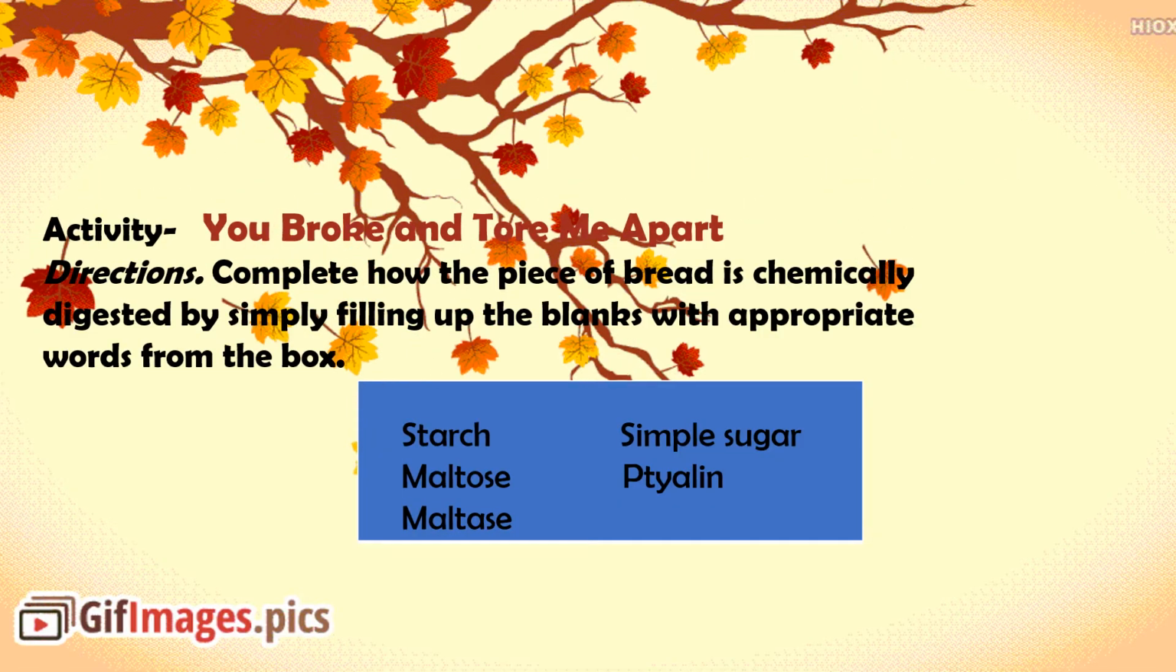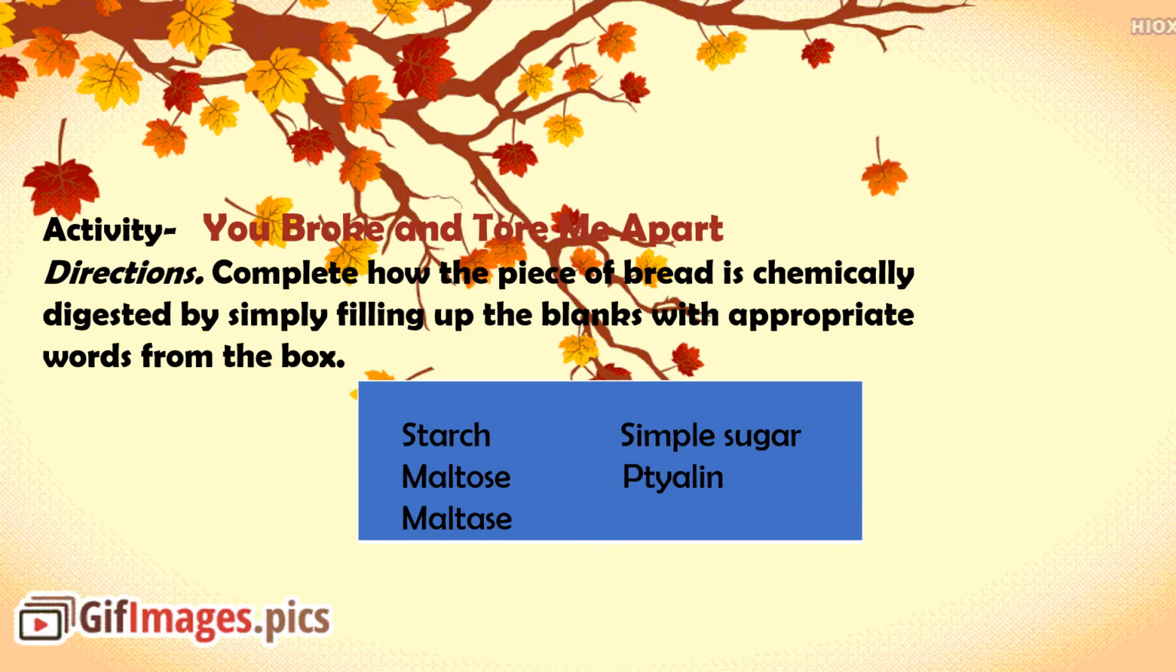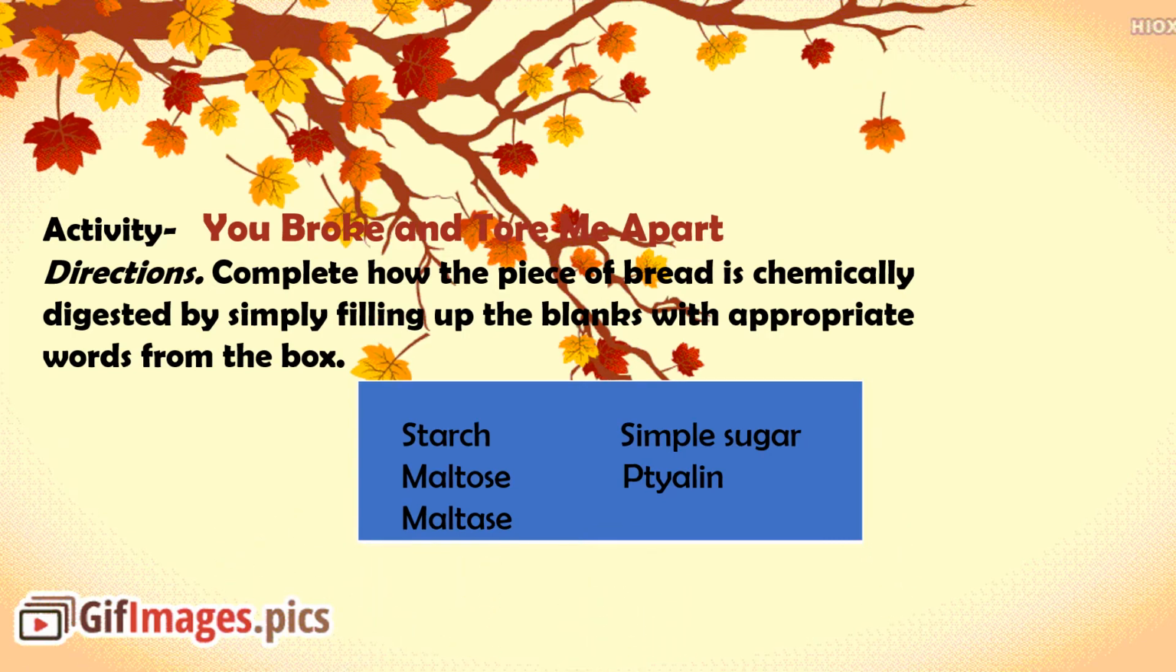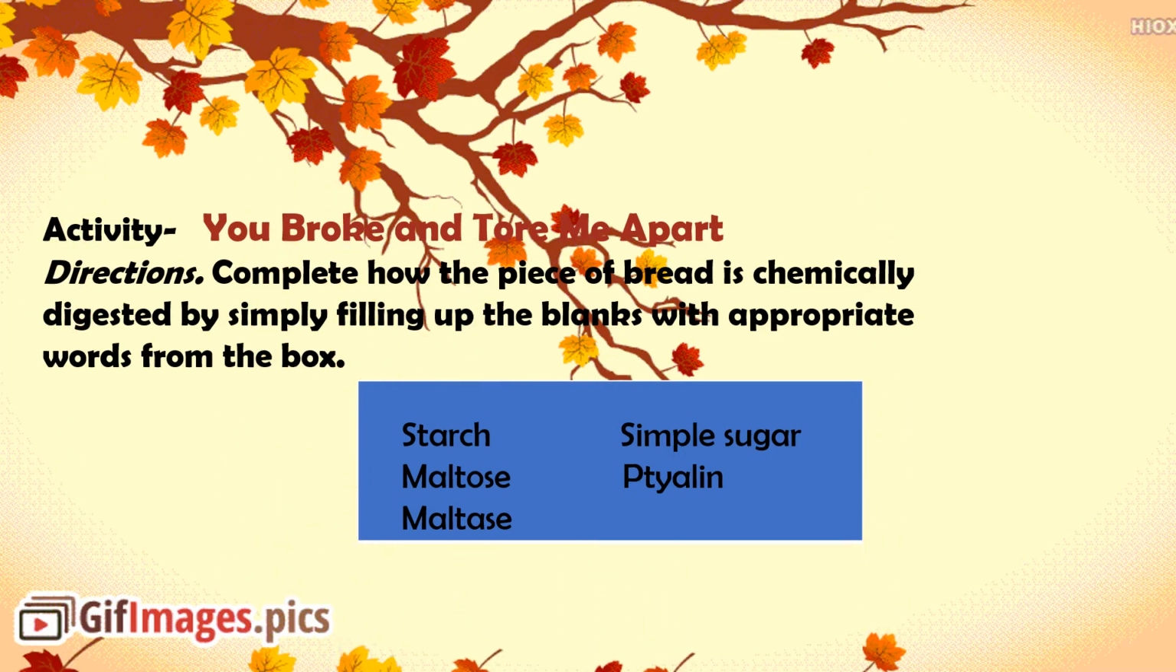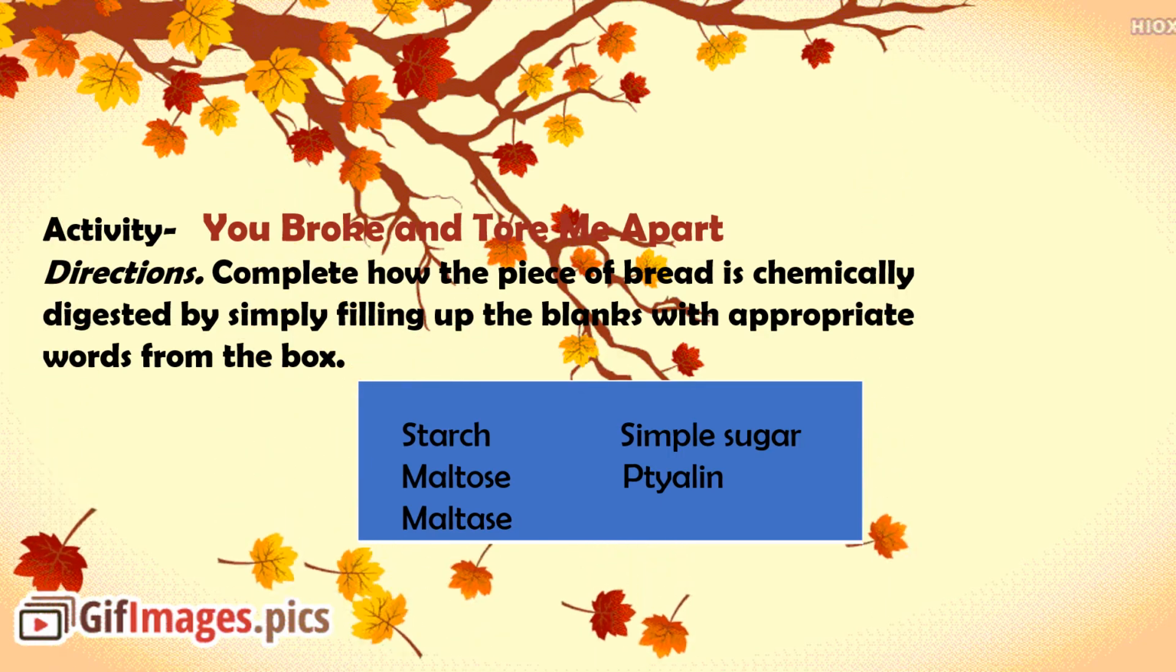Okay? Now, this will be for your activity. This activity is entitled, You Broke and Tore Me Apart. For the directions, complete how the piece of bread is chemically digested by simply filling up the blanks with appropriate words from the box. The words in the box are the words to be used: starch, the maltose, the maltase, simple sugar, and the ptyalin.